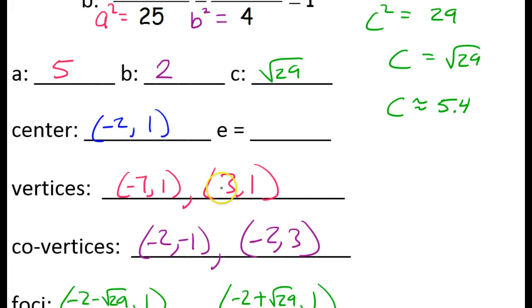Now that we have the c value, let's state the eccentricity. E is always c over a. So this will be radical 29 over 5.